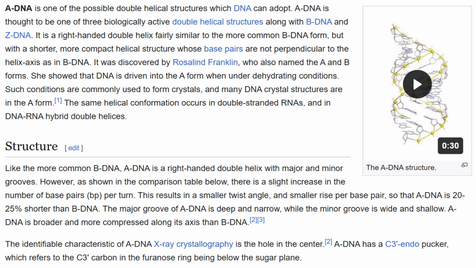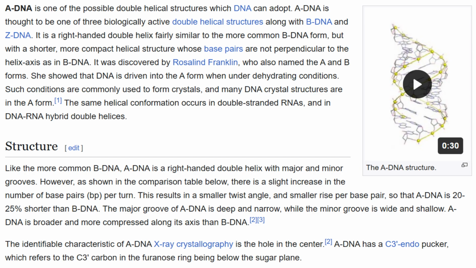It was discovered by Rosalind Franklin, who also named the A and B forms. She showed that DNA is driven into the A form when under dehydrating conditions. Such conditions are commonly used to form crystals, and many DNA crystal structures are in the A form. The same helical conformation occurs in double-stranded RNAs and in DNA-RNA hybrid double helices.